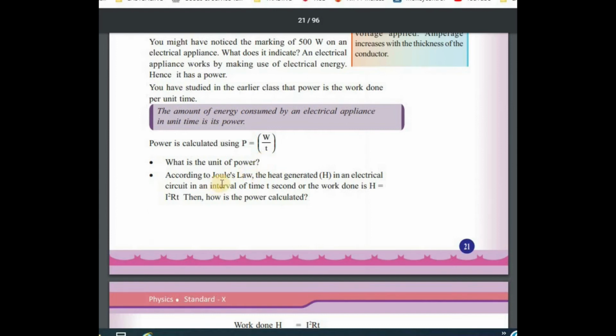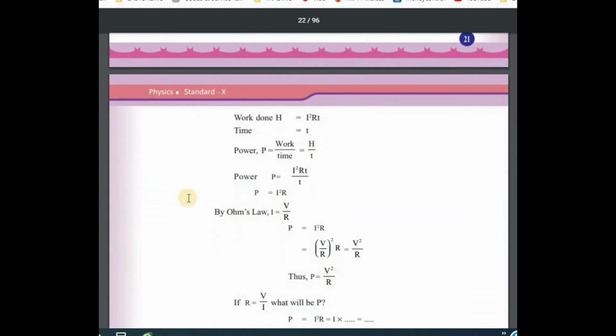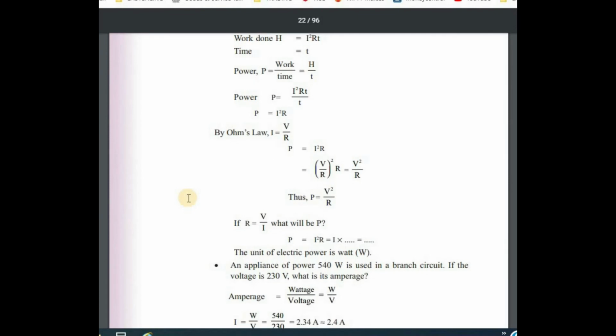According to Joule's law, the heat generated in an electrical circuit in an interval of time t seconds, or the work done, is H is equal to I square R T. We already discussed it in detail. Hence, work done is equal to I square R T, and time is equal to T. Therefore, power P is equal to work by time, which is H by T, or P is equal to I square R T by T. T and T cancel, so P is equal to I square R. We got the first expression for power as P is equal to I square R.